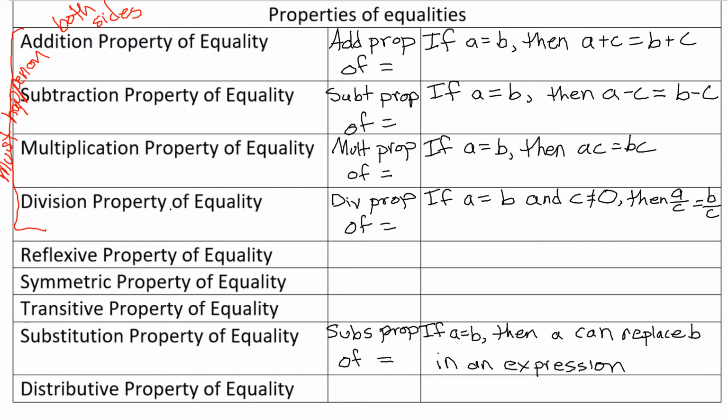And then the distributive property. So shorthand DIST, prop of equal sign. We used this yesterday. It's the one with parentheses. So if you have A, open parentheses, B plus C, closed parentheses, then when you distribute, meaning you multiply that A through the parentheses, you have A times B plus A times C.